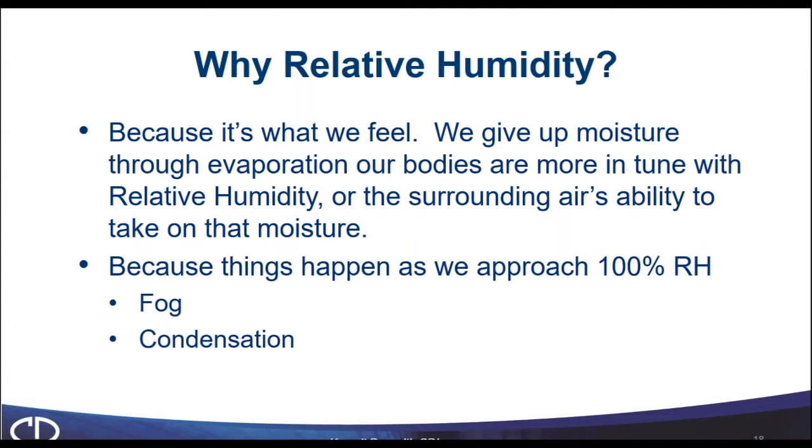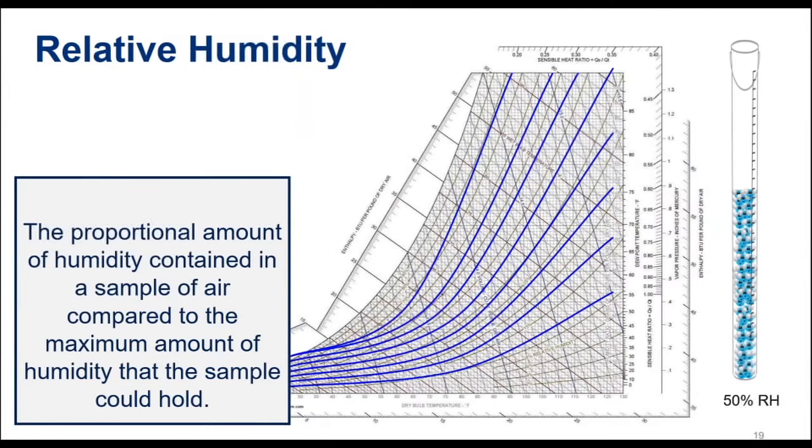Now, there are other reasons that we look at relative humidity because things start to happen as we approach 100% relative humidity, things like fog and condensation. There are some applications as well where we need to know relative humidity. For instance, in archival storage of a metal, where it starts to corrode at 30% relative humidity no matter what the temperature. So there are other reasons to look at relative humidity.